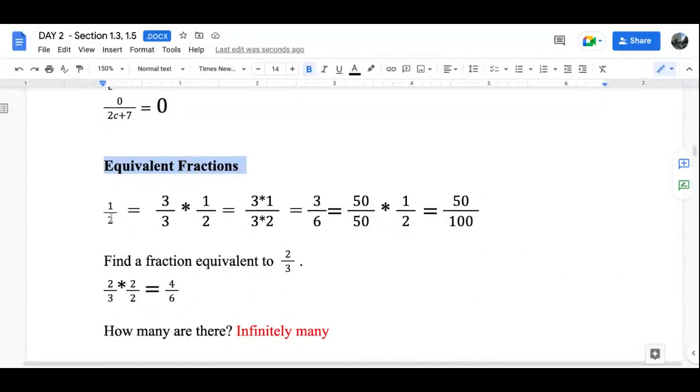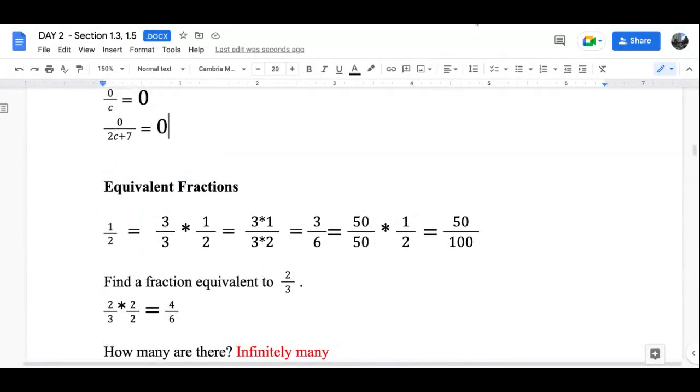Equivalent fractions, right? Like a half, we can multiply by 1. Someone, oh okay, in that case, you can watch the recordings later. Don't worry about it. You can watch the recordings later if you have difficulty now.